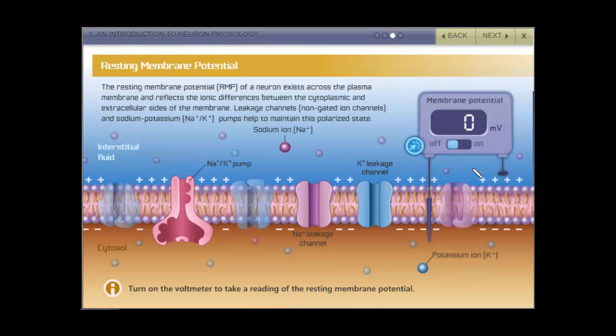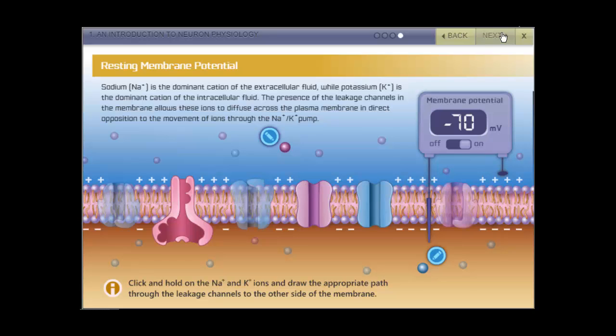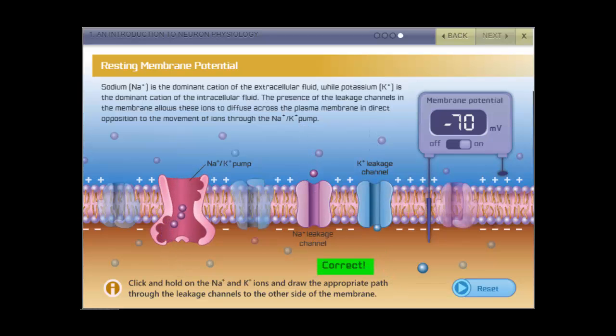The resting membrane potential of a neuron exists across the plasma membrane and reflects the ionic differences between the cytoplasmic and extracellular sides of the membrane. Leakage channels, non-gated ion channels, and sodium-potassium pumps help to maintain this polarized state. Sodium is the dominant cation of the extracellular fluid, while potassium is the dominant cation of the intracellular fluid. The presence of the leakage channels in the membrane allows these ions to diffuse across the plasma membrane in direct opposition to the movement of ions through the sodium-potassium pump.